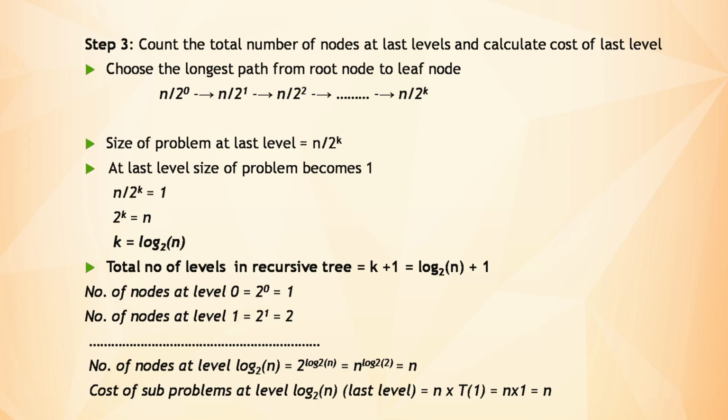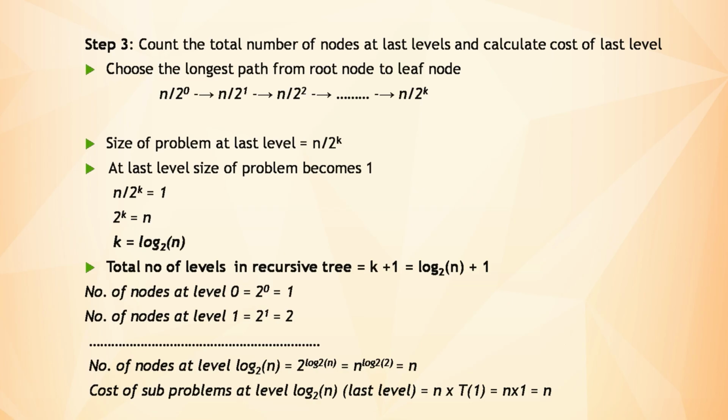And the number of nodes at level 0, how many nodes are there? So, level 0 nodes are 1, level 1 nodes are 2. Similarly, the number of nodes at level k, because how many levels are there? K levels. So, log n base 2. So, what will be the cost? 2 to the power log n base 2, that value will be n. Okay. So, the cost of the subproblem at each level, that is the kth level, the last level, will be n into T1, that is n into 1, that is n.